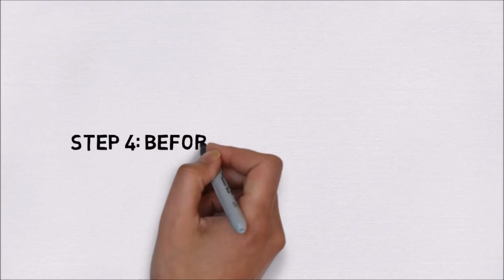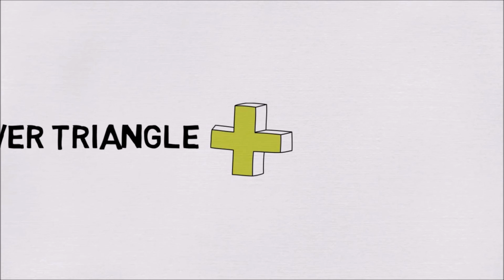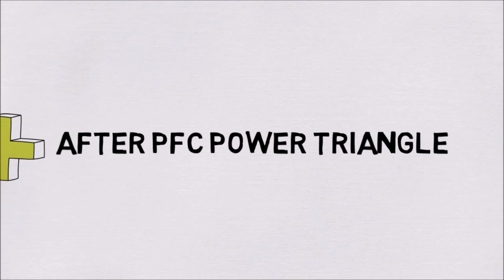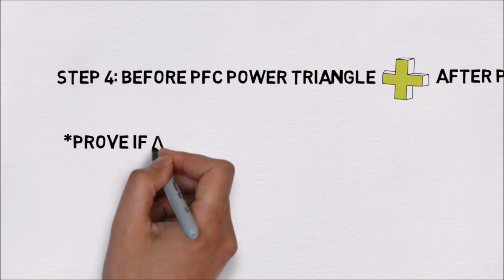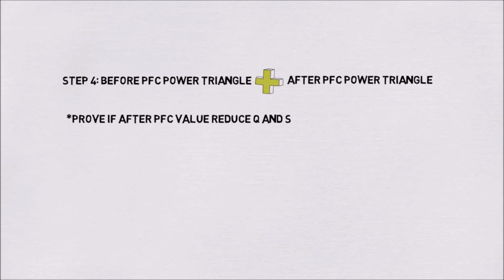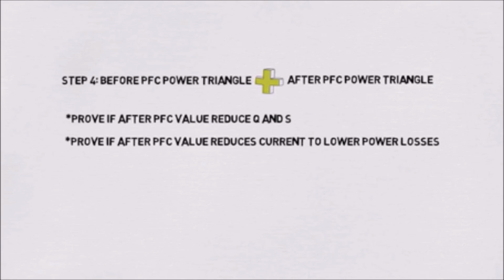Step 4, the last step. Prove the derived value for theta after power factor correction. Theta is reduced, the reactive power and apparent power are reduced, while the current needed by the load is also reduced, hence losses in the system also decrease.